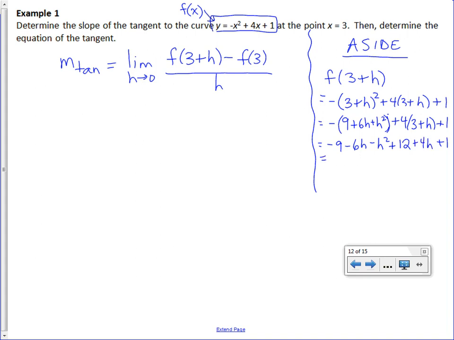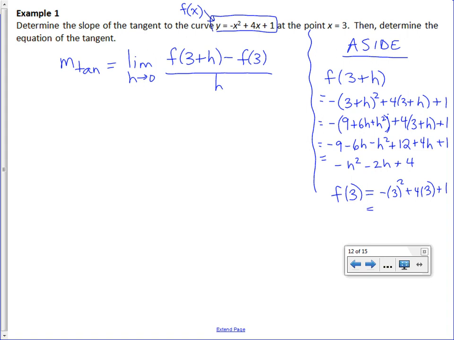And then if I collect the like terms, at this point, if you want to put it in the correct order of degree, it's totally fine. Negative h squared, negative 6h plus 4h, negative 2h, negative 9 plus 12 is 3, 3 plus 1, 4. So we've got this lovely expression. Does everyone see that lovely expression? I can replace f at 3 plus h with it. Before I'm done with my aside, why don't I figure out what f at 3 is as well? If I put 3 in, what number do we get?